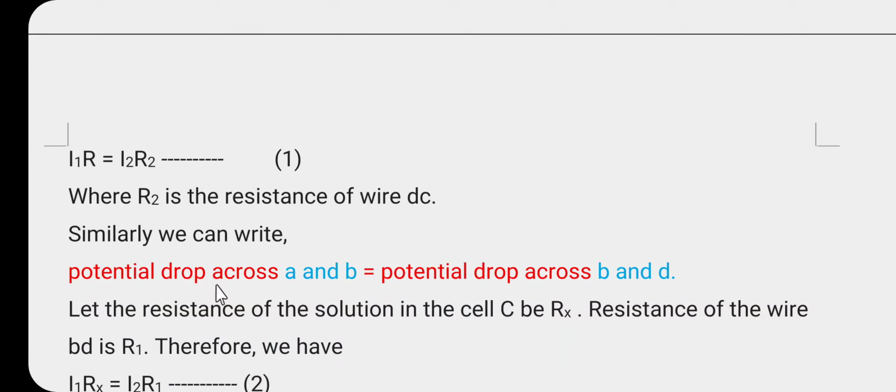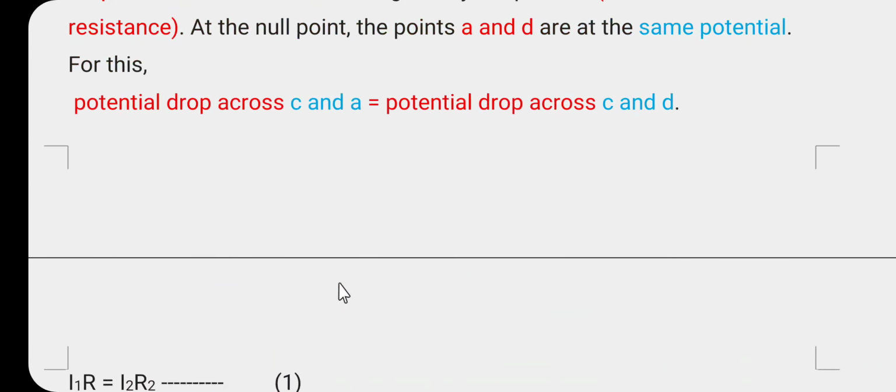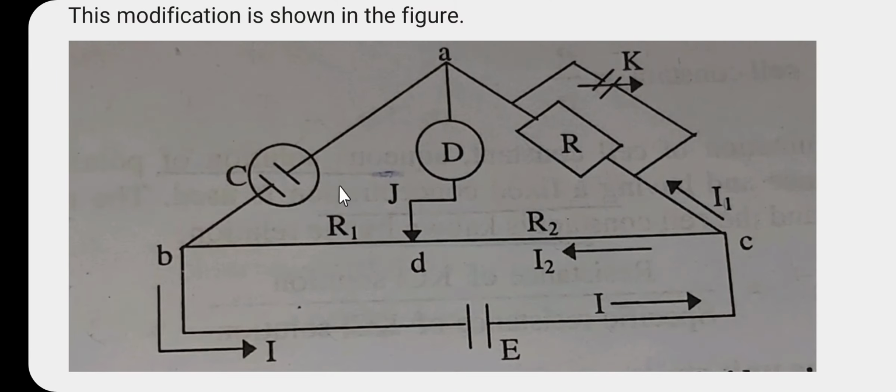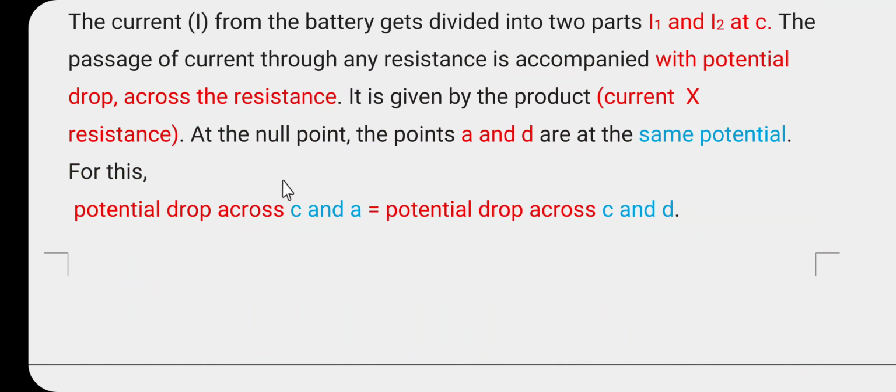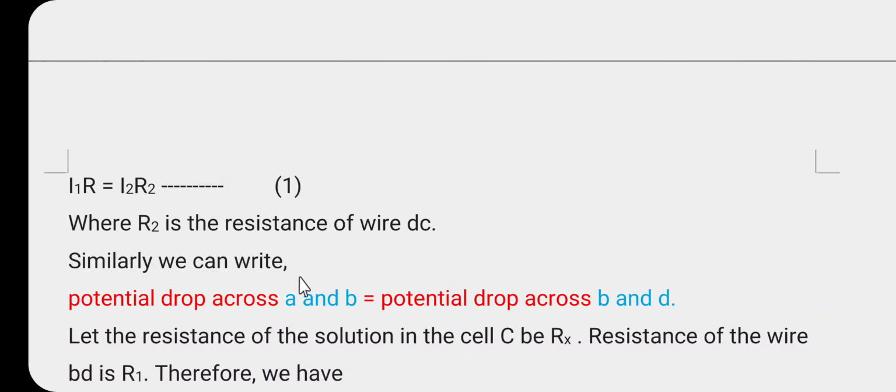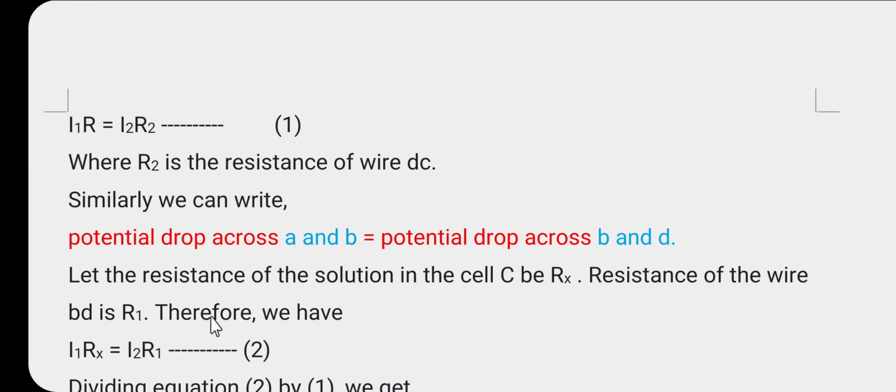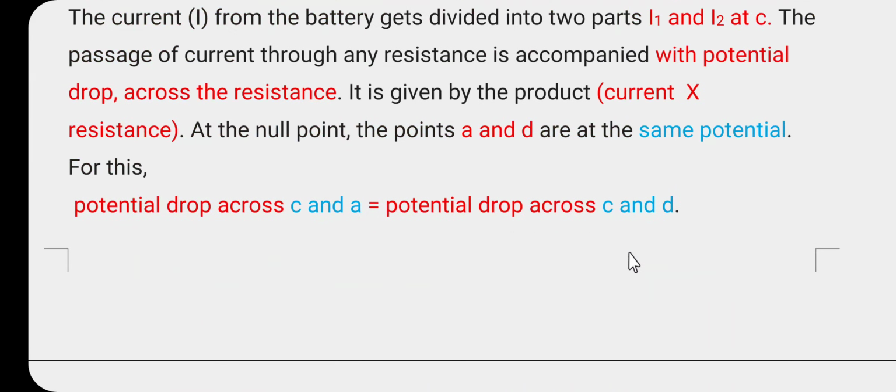Similarly, we can write the potential drop across A and B. Let us consider the diagram once again. This is A and this is B. The solution whose conductance, or resistance, we have to determine is taken in the conductivity cell, and its resistance is Rx and the current is I1. So we can write I1 into Rx. This potential drop across A and B, that is I1 into Rx, is equal to the potential drop across B and D.